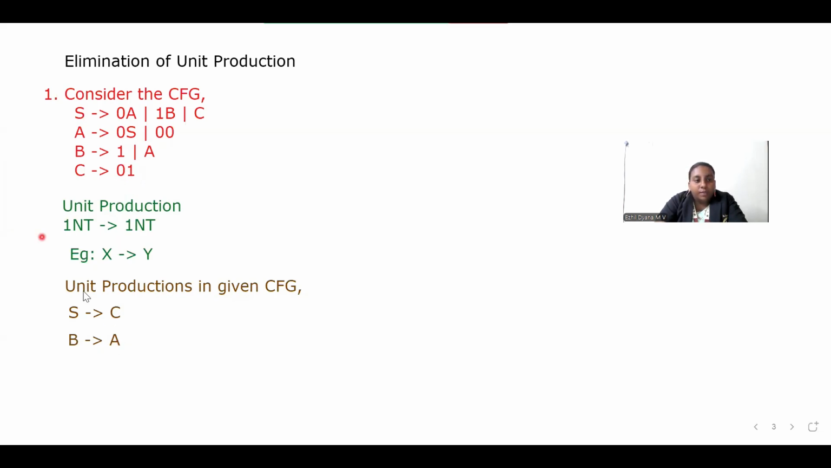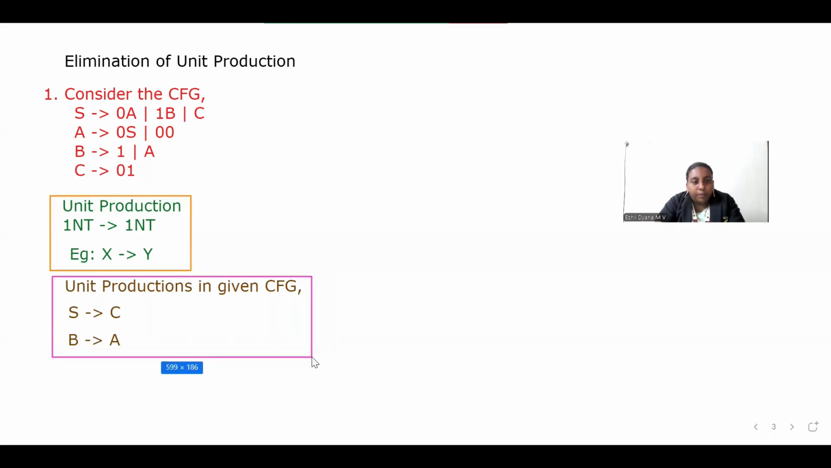So in the given question, a unit production will be in this form: one non-terminal tends to one non-terminal. In the given question, there are two unit productions, S tends to C and B tends to A. So we need to eliminate both of these unit productions.